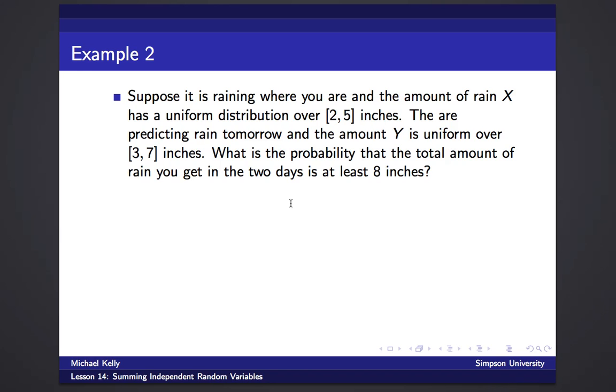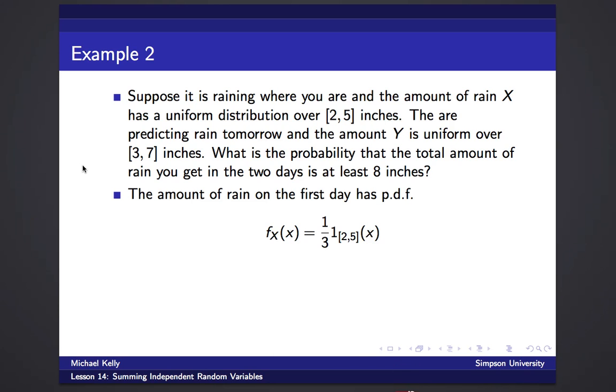So for example 2, we're going to suppose it's raining where you are, and the amount of rain has the uniform distribution over 2 to 5 inches. And they're predicting rain tomorrow, and the rain tomorrow is going to be uniform over the interval from 3 to 7 inches. What's the probability that the total amount of rain you get in the next 2 days is at least 8 inches of rain?